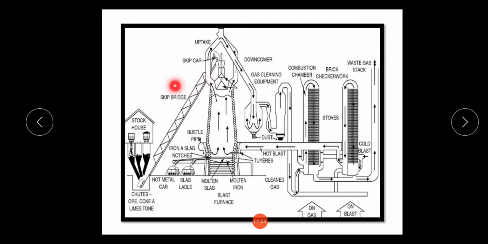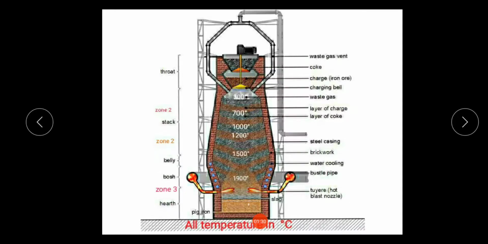The skip bridge is provided with a conveyor belt, and this helps to move the skip car from the stock house to the blast furnace. If the skip car reaches the hopper of the blast furnace, the skip car pours all the charges in this hopper. This is the coke and this is the agglomerated ore which is poured by the skip car in the hopper.